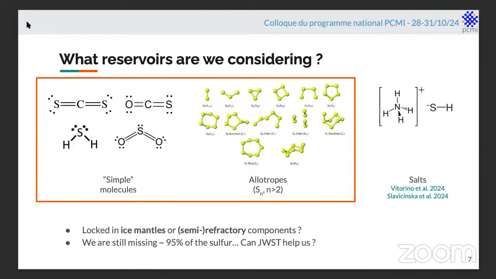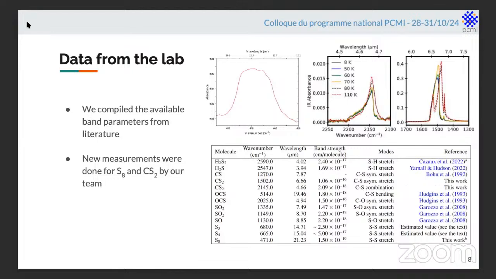So about these two kinds of reservoirs, what did we do? Well, first, in order to be sure that we detect them with the JWST, we have to make sure that they are present in the spectral wavelengths of the JWST, right? So we compiled all the available band parameters from literature and made sure that most of these molecules could be detected in the wavelength. And it's the case for many of them, but the other difficulty is we need to have the laboratory spectra to make sure that we identify them well and that we have the band parameters.